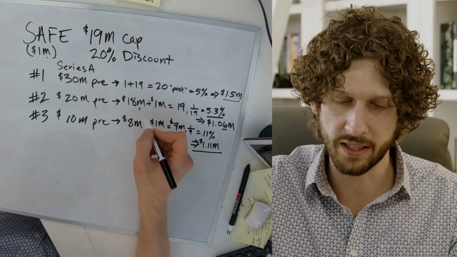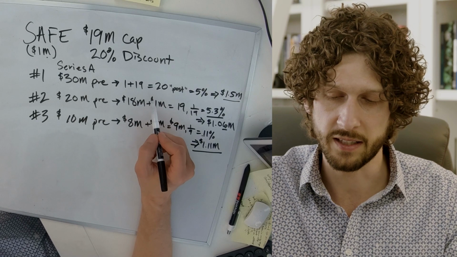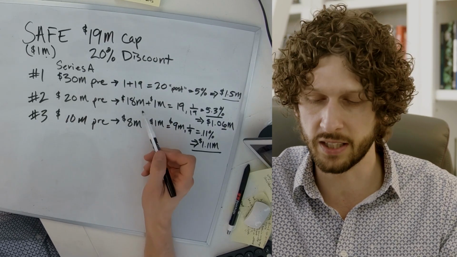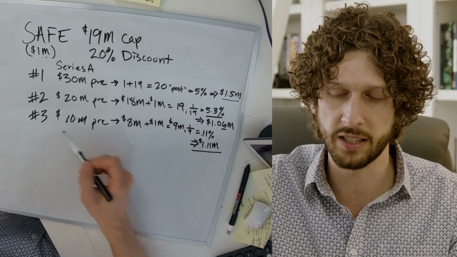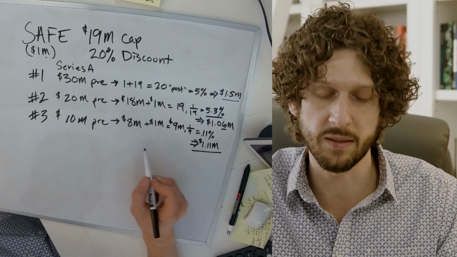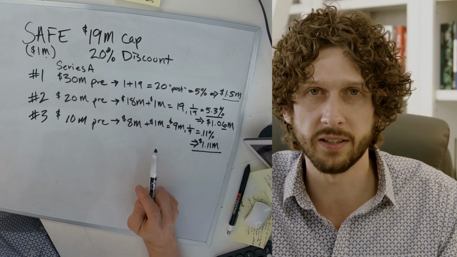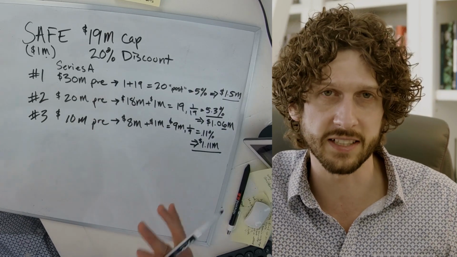In this case, right, in the $30 million case, you're getting it at a $19 million valuation. In case number 2, you're getting it at an $18 million valuation. And in case number 3, you're getting in at an $8 million valuation. In all cases, it's better than what other investors are getting, and so you're getting a slight discount.